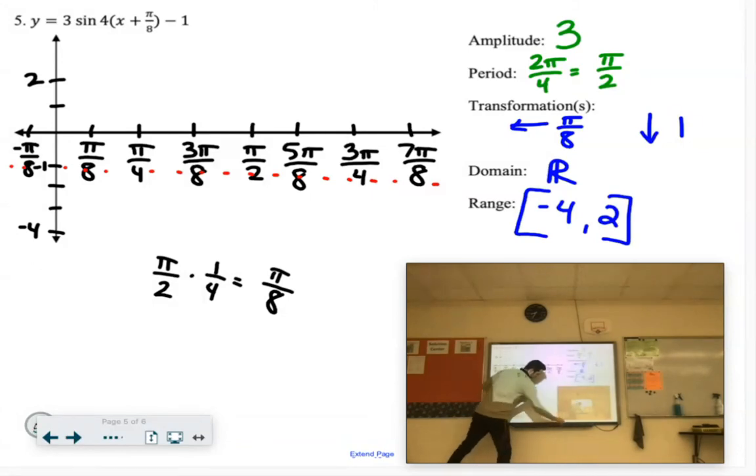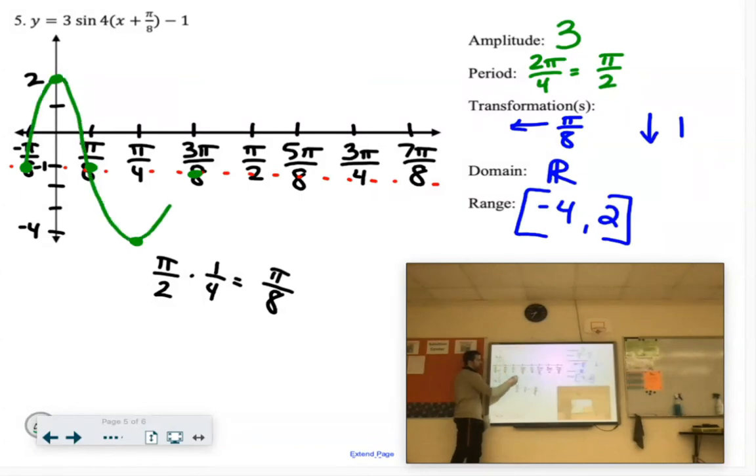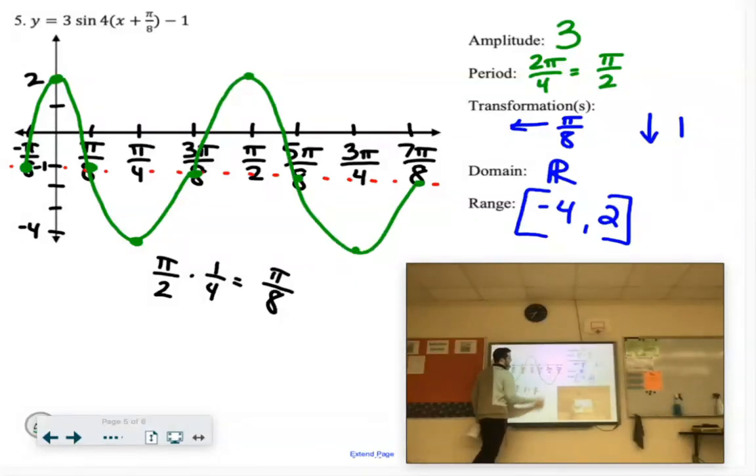All right. So we start in the center, but we're shifting left pi over 8. So here's going to be our first point. We go center, maximum point, center, minimum point, center. This is one full cycle of our graph. If we were to keep going, we're at the center, we go maximum, center, minimum, center. So here would be a second cycle of that graph.